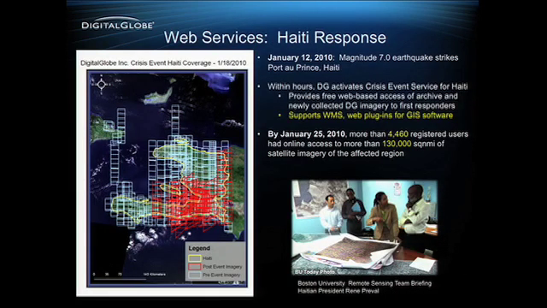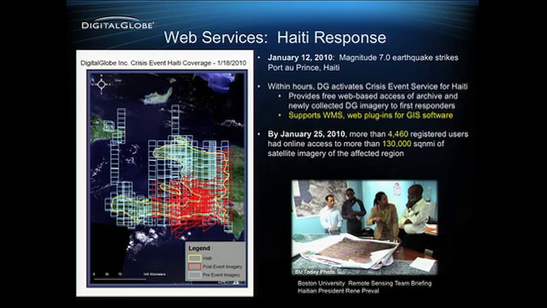As an example of that, going back to that Haiti example, when we collected our imagery, we immediately stood it up on our crisis event web service and made that imagery available to relief organizations around the planet. That started January 12th when the earthquake happened. Within a few hours, we had the crisis event service up and running. Imagery, once it was collected, was available on that service within a few hours. And by January 25th, we had over 4,000 users around the planet who had access to something like 130,000 square nautical miles of imagery of the region. And that, by the way, included not just our imagery, but imagery from other sources as well, although about 93% of the imagery collected over Haiti as a result of the response came from DigitalGlobe, and about 7% came from other sources.